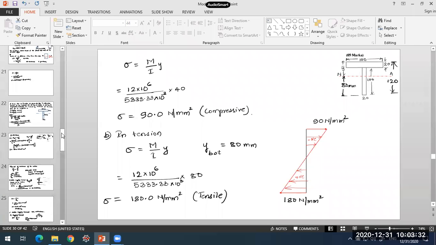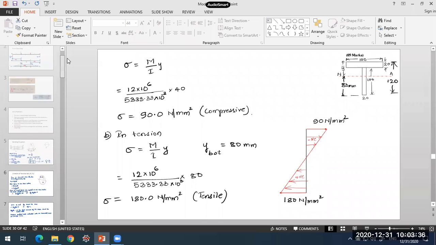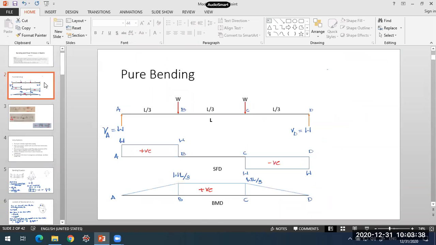And while dealing with bending stress, we took a beam in which the bending moment was constant, like this. For example, this is the beam we have taken. In this portion, you don't come across any shear force being subjected to the beam. You can see here in the shear force diagram, the shearing forces are zero, whereas the bending moment is constant here.